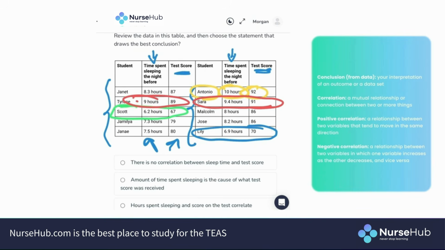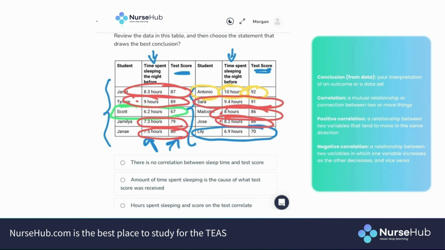Someone who got 8.3 hours got an 87. Someone with 8.2 hours got an 86. Someone with 8 hours also got an 86. So maybe between 8 hours and 8.2 doesn't make too much of a difference. And then finally, our folks down here, Janae and Jamelia, slept for 7.5 hours and got an 80, 7.3 hours, and got a 79. So what I'm seeing is as the number of hours goes down, so too does the test score. All right.